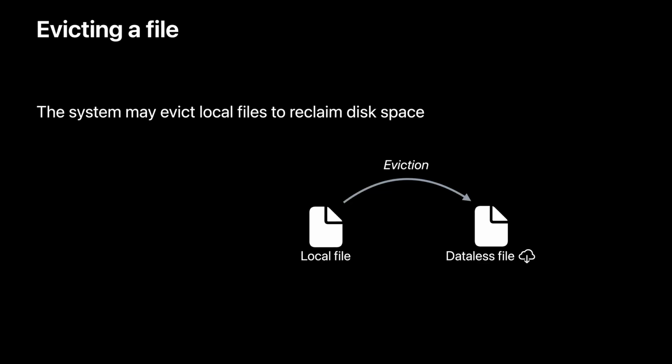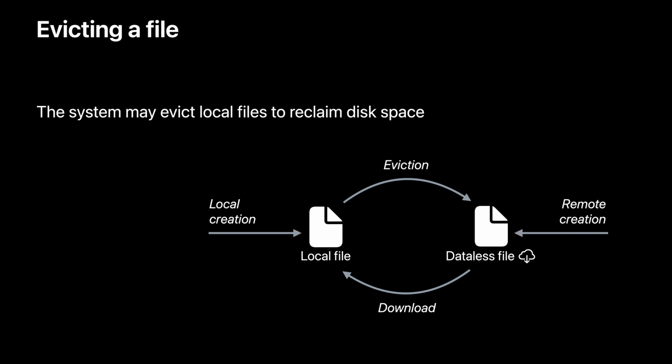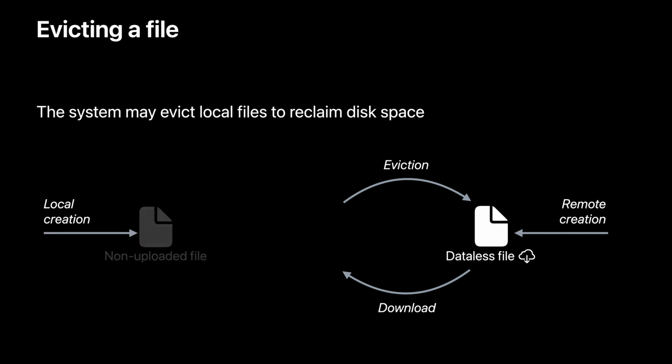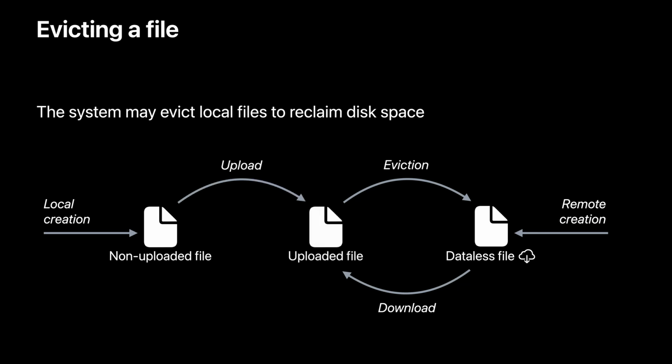Let's review the transitions. Eviction turns a local file into a dataless file, and download turns a dataless file into a local file. Files can start dataless if they are created remotely, or not if they are created locally. But not all files can be evicted. The system will only evict a file that you report as uploaded, so that it can be downloaded again. So there really are two sorts of local files, uploaded and non-uploaded files. After a local edit, the new version of the file needs to be uploaded, so we're back in a non-evictable state.